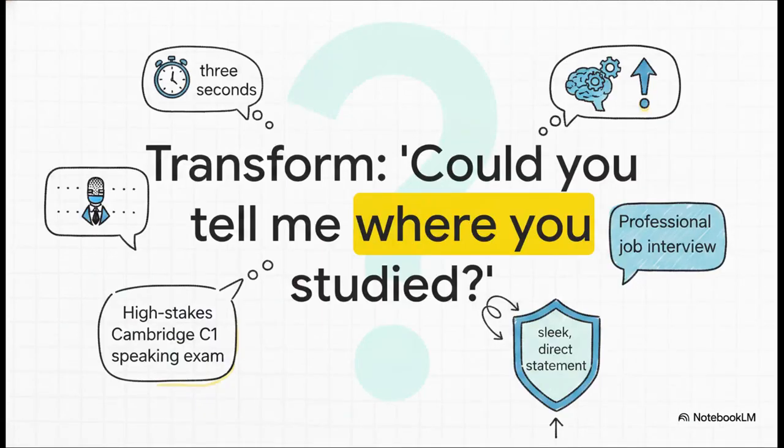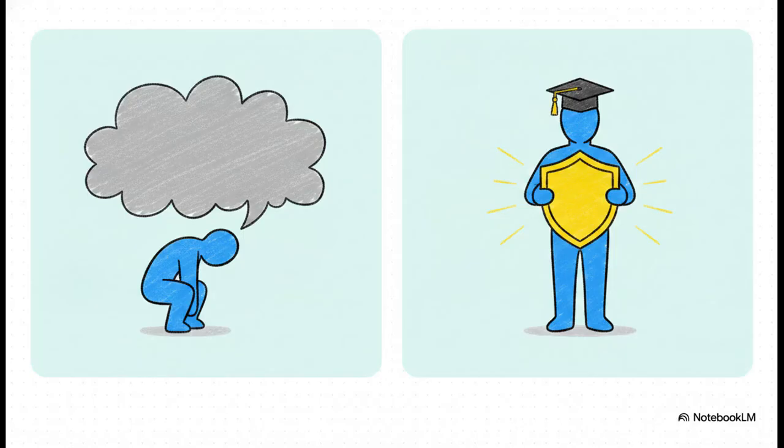Okay, final challenge. Imagine someone asks you this in a high-stakes Cambridge C1 speaking exam, or maybe a really important job interview. They ask, "Could you tell me where you studied English?" I'll give you 3 seconds to formulate your sleek, direct statement in your head. And there it is. By ditching that conversational intro, you've just delivered a perfectly polished academic-level response. You didn't repeat their clunky framing, you just confidently stated the facts. I studied English at an international language institute. Boom! That is exactly how you command a conversation.